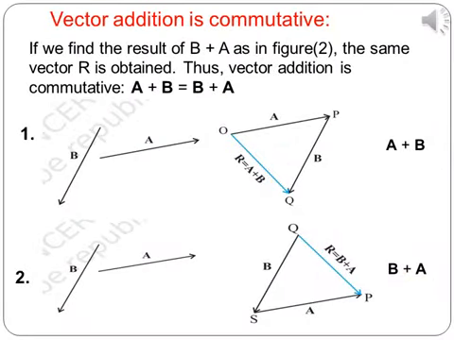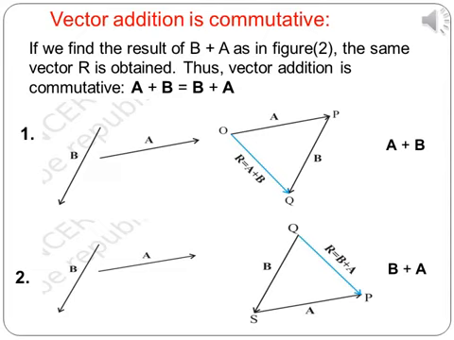Now you are going to study about the different properties of vector addition. First one is vector addition is commutative. If you are going to add the vector B with vector A, which is just the reverse process of addition of vector A with vector B, you get the same result. The resultant vector obtained has the same magnitude and direction as that of previous resultant vector.